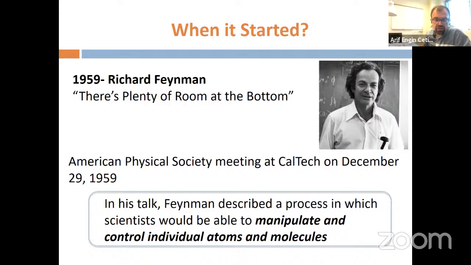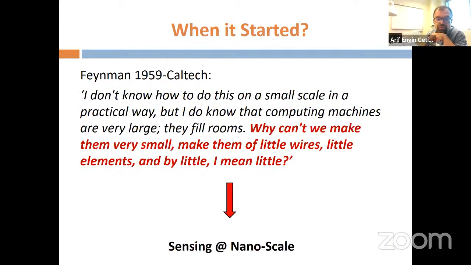In another talk, he described a process in which scientists would be able to manipulate and control individual atoms and molecules. So in nanotechnology, what we do is we try to manipulate materials in nanoscales, and any variation in their properties, we can use those variations to understand the macro world using the properties of the nanomaterials.